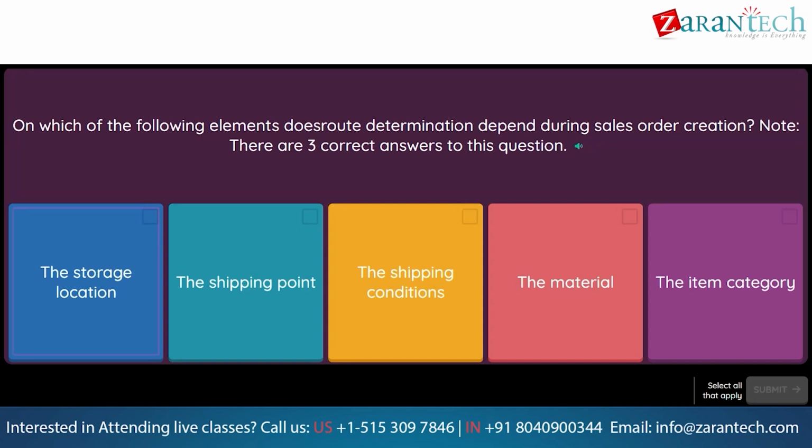Option 1, the storage location. Option 2, the shipping point. Option 3, the shipping conditions. Option 4, the material. Option 5, the item category.